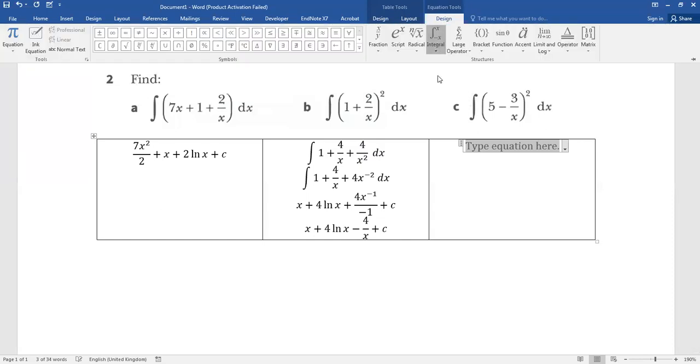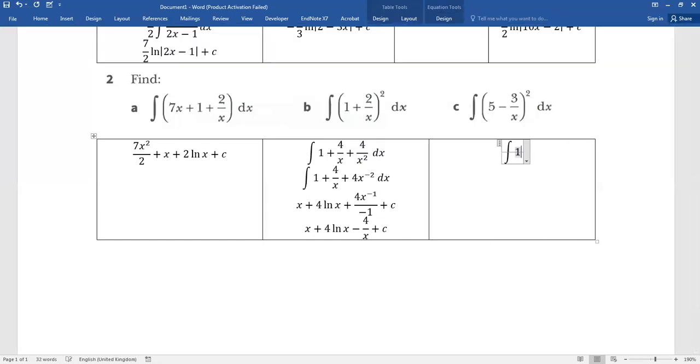And similarly, this one, once you expand it, you get 25 minus 30 over x plus 9x to the power negative 2 dx. And once you integrate it, you get 25x minus 30 ln x minus 9 upon x plus c. Is that right? Yes, sir. So far, so good. Let's do a few more.